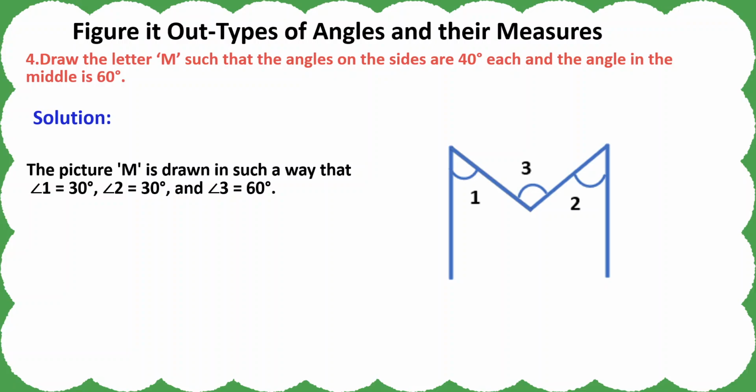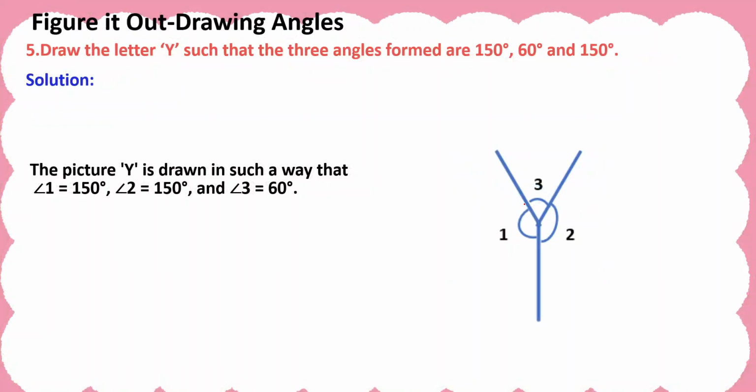Draw the letter M such that angles on the sides are 40 degrees each and the angle in the middle is 60 degrees. So we have drawn letter M, making angle 1 and angle 2 as 30 degrees each, and we have drawn angle 3 as 60 degrees. The picture of M is as shown in the figure.